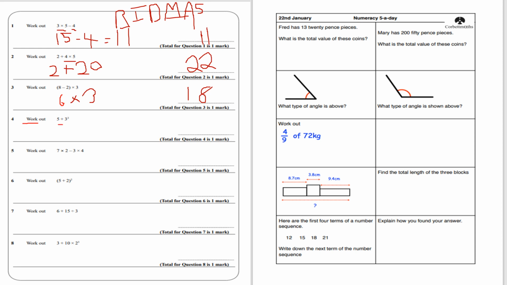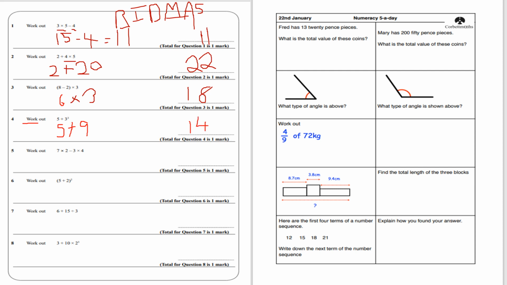Okay, question number 4. So I'm going to do 5 plus, and then I'm going to work out what 3 squared is, because there's no brackets. We've got an index, okay, indices. 3 squared means 3 times 3, which is 9. 5 plus 9 is 14, guys.